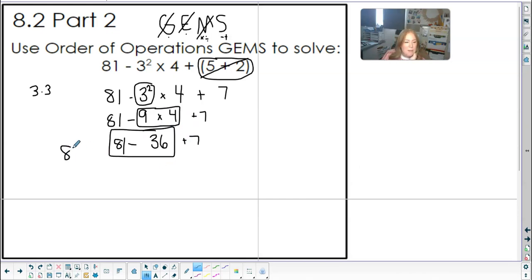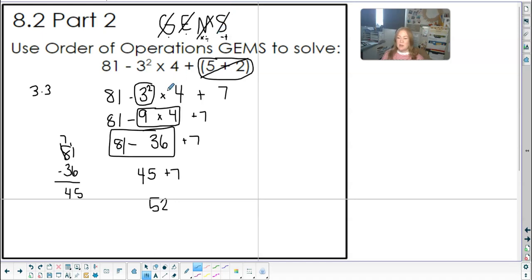So 81 minus 36. It's Friday. I can't do math in my head right now. So we're going to borrow. 11 minus 6 is 5. 7 minus 3 is 4. So we have 45. Bring down the plus 7. So now we have 45 plus 7. So 5 more makes 50. 2 more makes 52. So my final answer is 52.